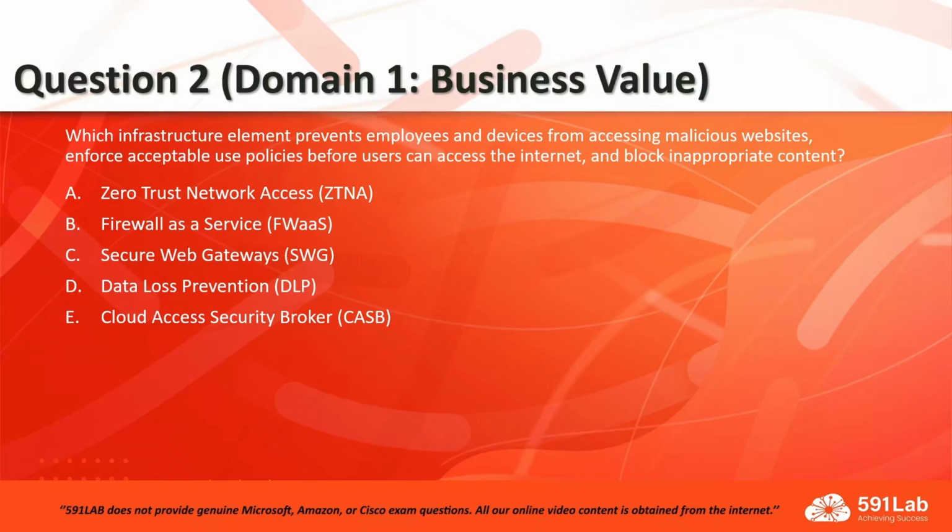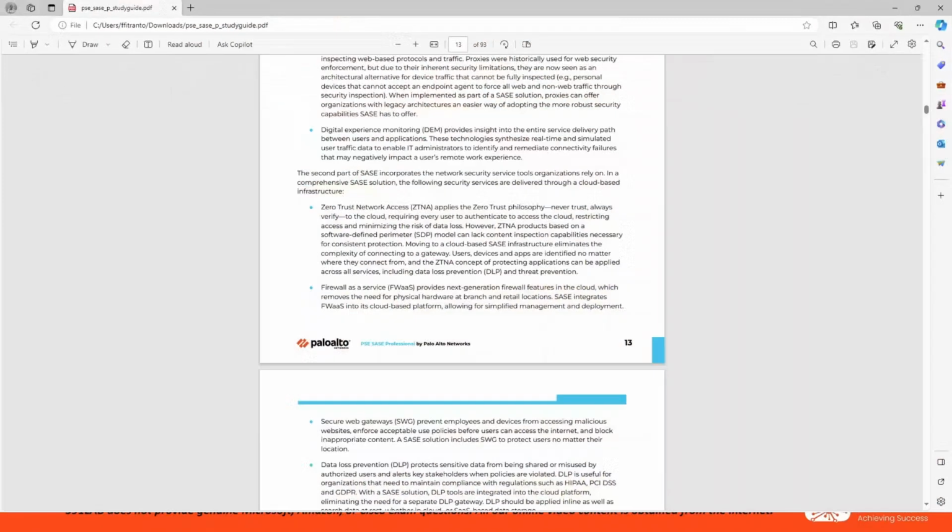We can check from the study guide whether the SASE solution can provide the security services. So here are the following security services that are delivered through the SASE solution. The first one is Zero Trust Network Access. ZTNA applies the Zero Trust philosophy of never trust, always verify.